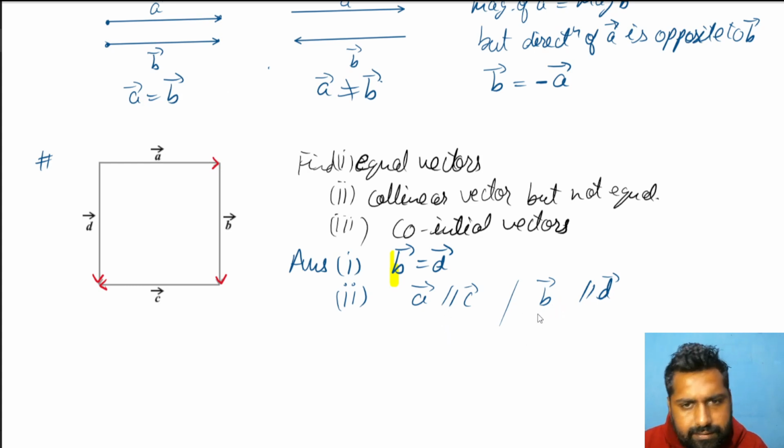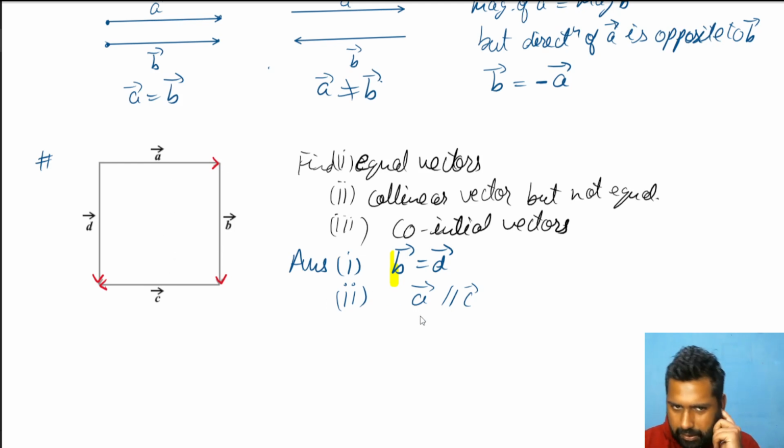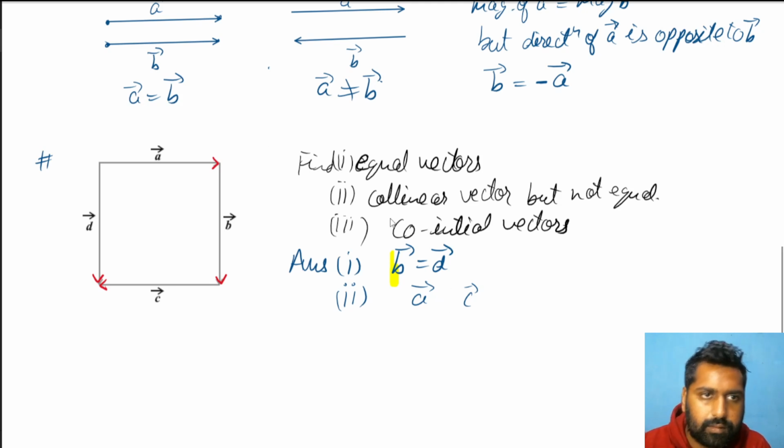Now we have already decided that B and D have same magnitude and same direction, so they are equal. So they don't satisfy this criteria. They are not collinear but not equal, so let's erase them. So A and C are parallel, but are they equal? No, because the directions are opposite. So we can say that they are parallel but not equal. That means they are collinear but not equal. So this satisfies the criteria: A vector and C vector.